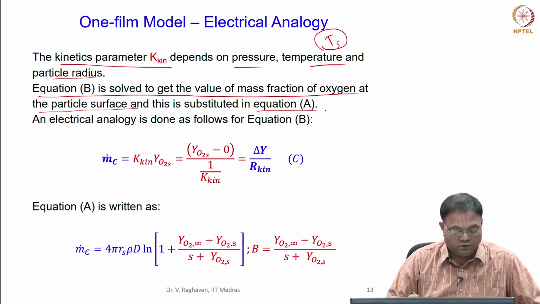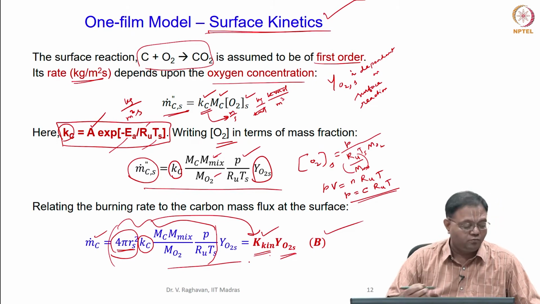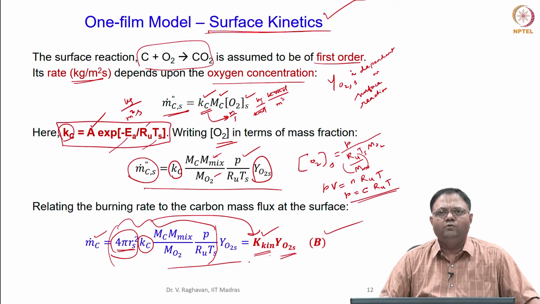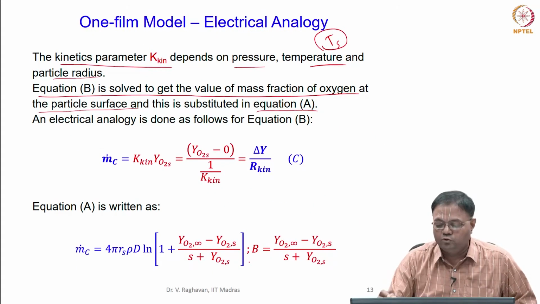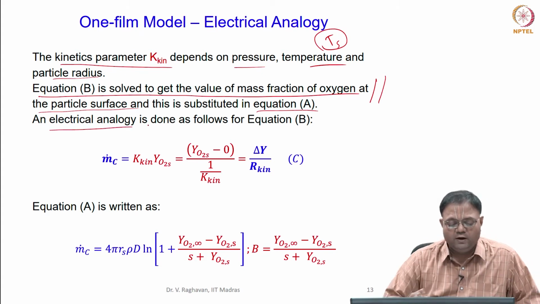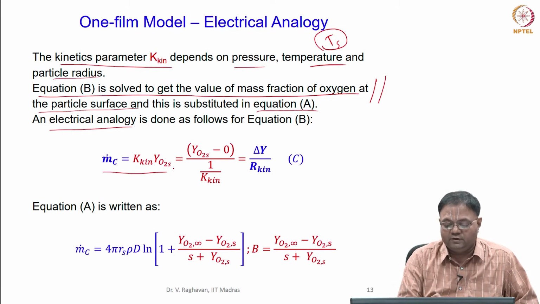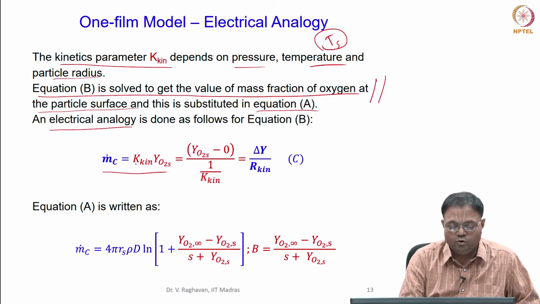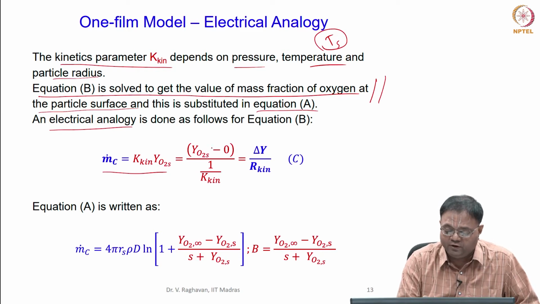When you try to solve this, non-linear terms are there. Try to solve this and put it back there, and you will get a very complicated equation, but anyway that is the only way to go about that. Or another method is to follow an electrical analogy. So equation B is written like this: m dot C equal to some coefficient of kinetics, k kinetics, into YO2S, which we write as some difference, YO2 divided by 1 by k kin.